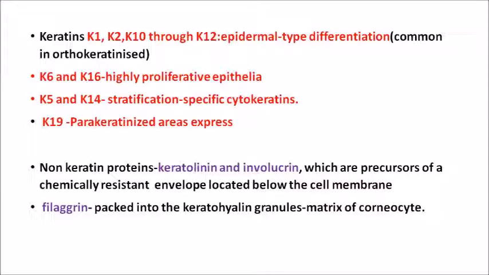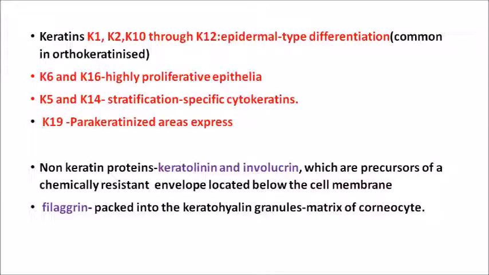Keratins K1, K2, K10, 11 and 12, or K10 through K12, are present in epidermal type differentiation. So it is common in orthokeratinized epithelium. I used to think it is K1, K2, K10 and K12, but it is K1, K2 and K10 through K12, which means K10, 11 and 12. Okay, please make a note of that. So K1, and K10 through 12 are found in epidermal type differentiation or orthokeratinized epithelium.